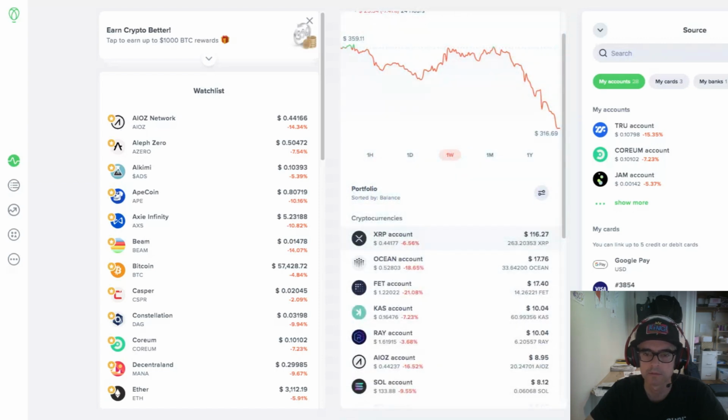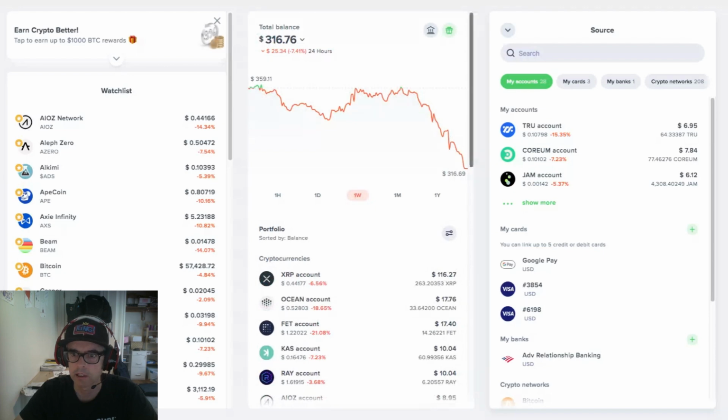particular coin. And then on the right-hand side, if we come here, this is the section that allows you to buy or to sell coins. So in this case, every coin that you buy has its own account. So I have all these accounts for the coins that I've bought.